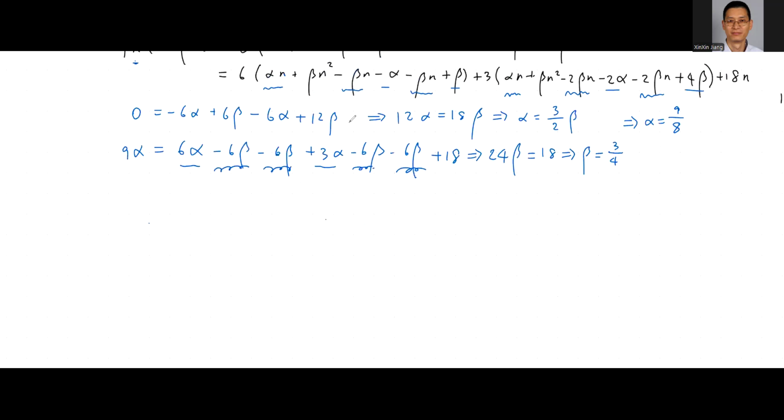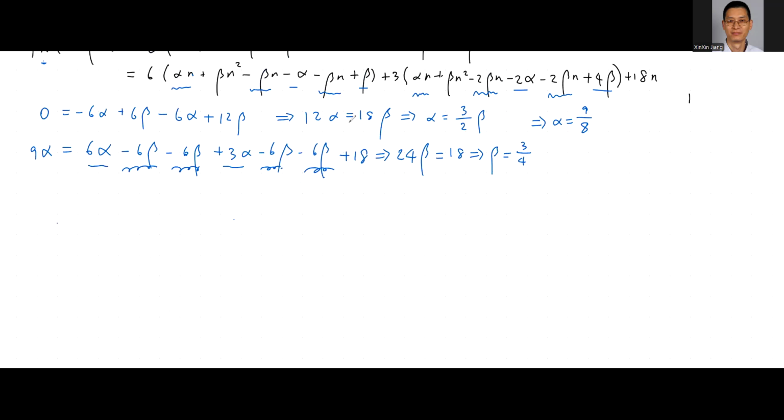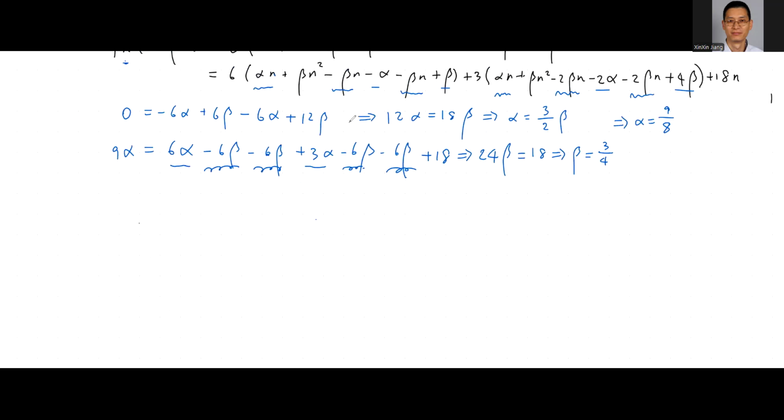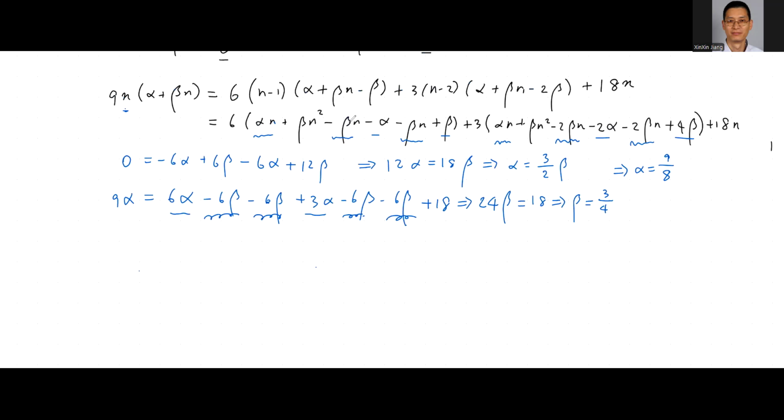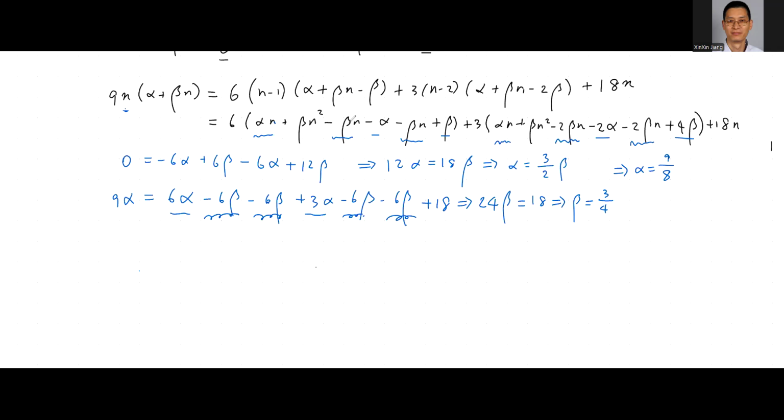All right, you can double check with the coefficients of n squared. I think we will get to... hold on a second. All right, let's check the coefficients of n squared. So you have a 9 beta, okay? 9 beta n squared.